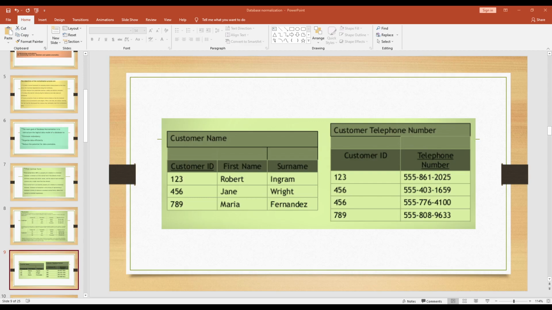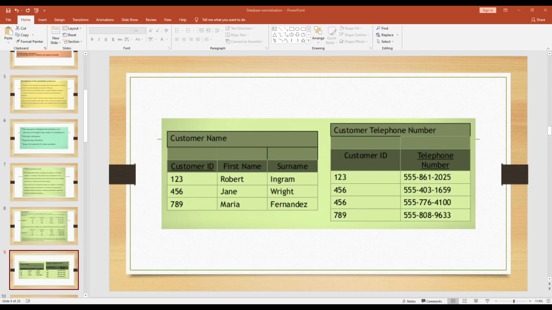A design that complies with first normal form. A design that is unambiguously in first normal form makes use of two tables, a customer name table and a customer telephone number table. Repeating groups of telephone numbers do not occur in this design.